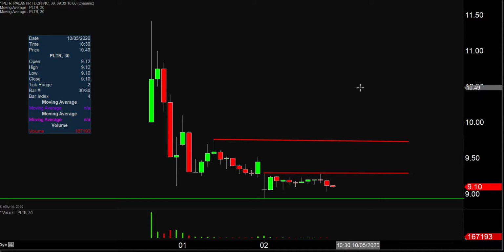So from a trading standpoint, definitely some opportunity out there, but I'm going to be watching this one and let's see how it all plays out next week.